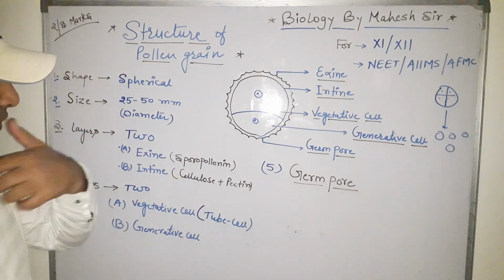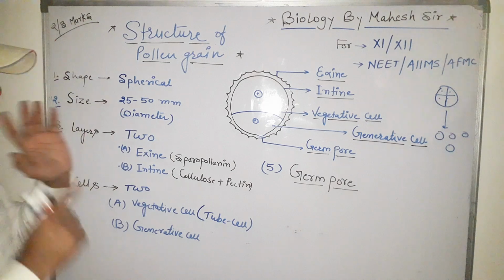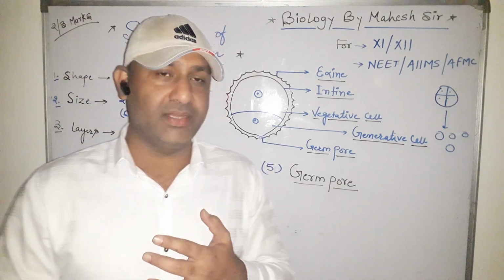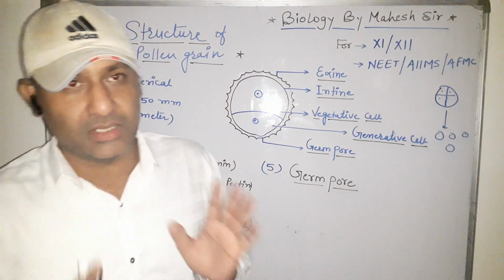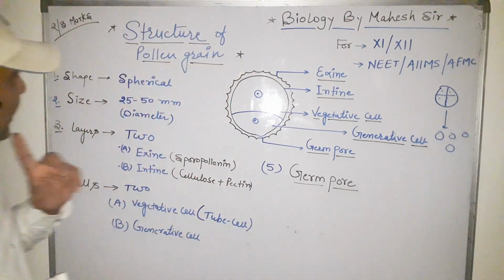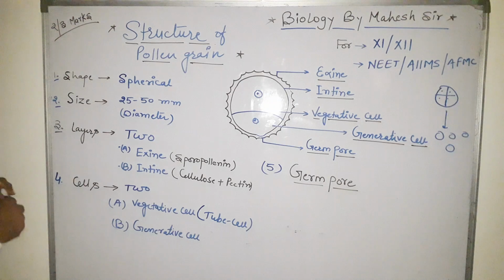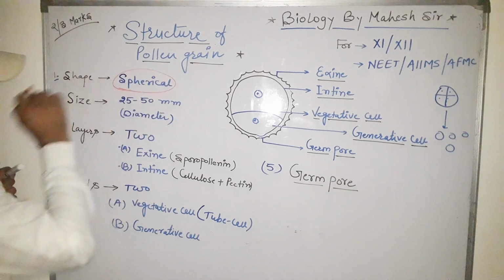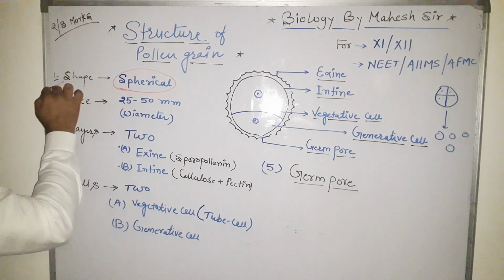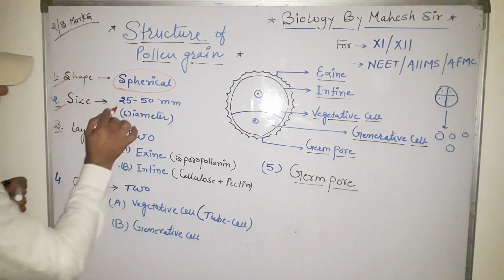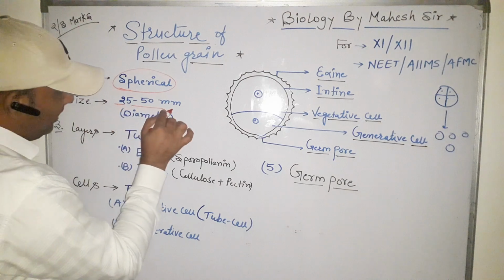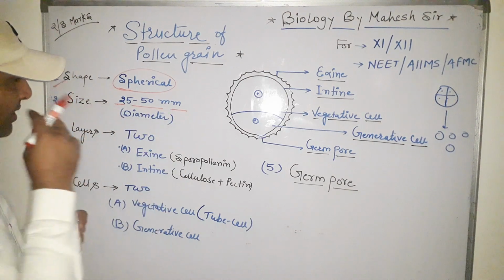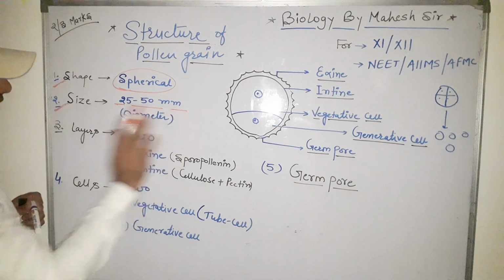First of all, the occurrence of pollen grain: the pollen grain is present in the microsporangia in the anther. Next, the shape of pollen grain is spherical. Second, the size of pollen grain is about 25 to 50 micrometers. It depends on the type of species. Clear? So that is the size of pollen grain.